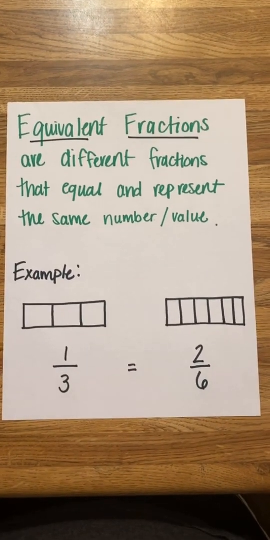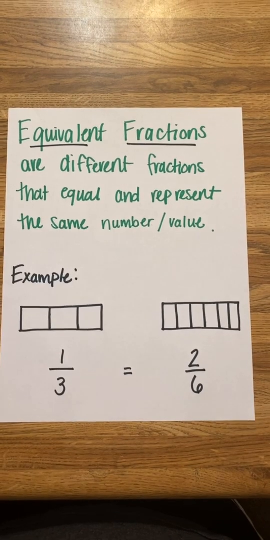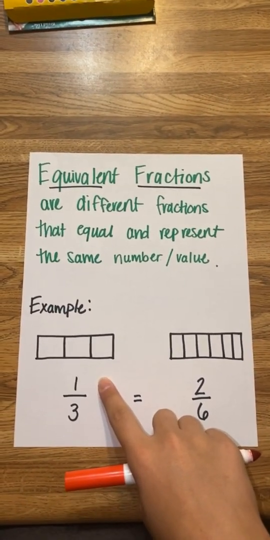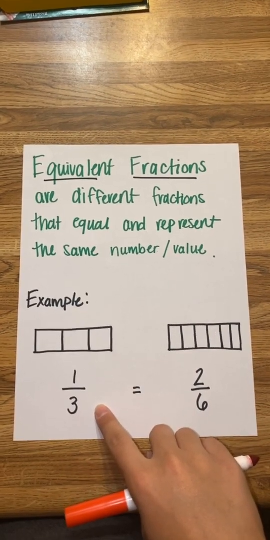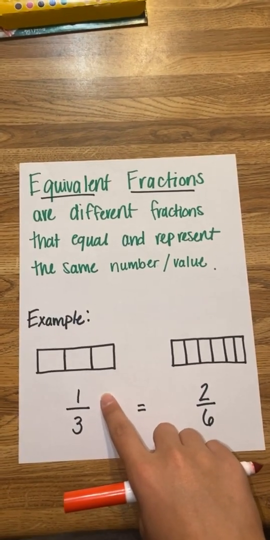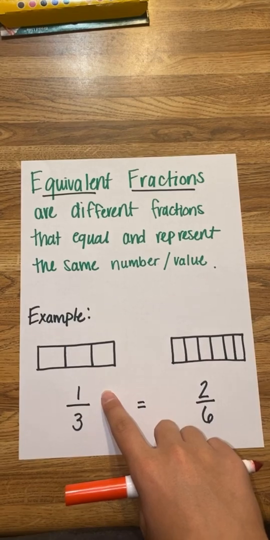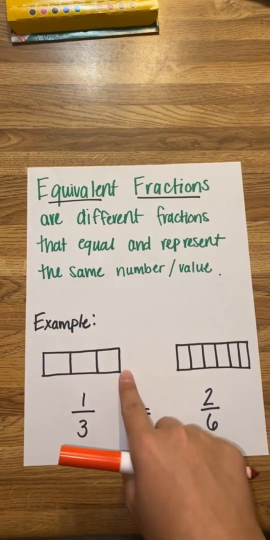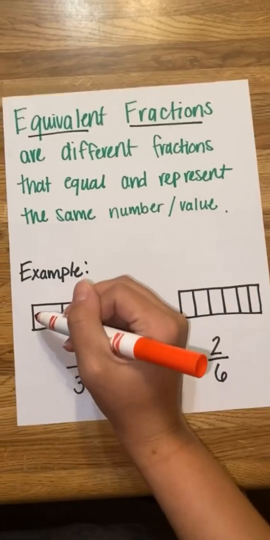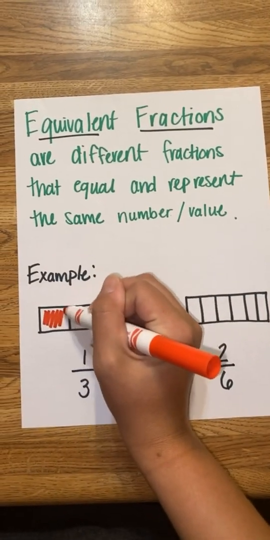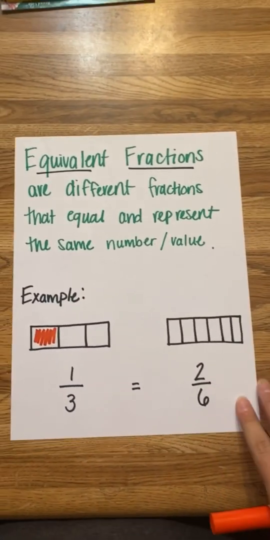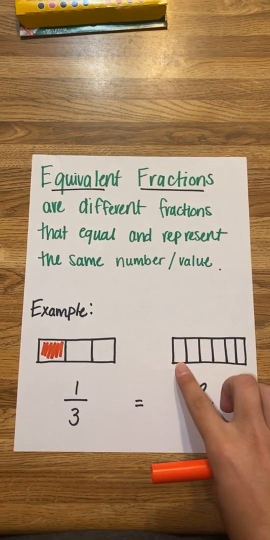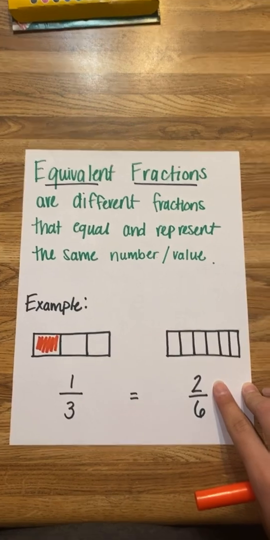So now let's look at the example of 1/3 and 2/6. With our fraction 1/3, the 1 is our numerator and the 3 is our denominator. The 1 is going to represent how many shaded pieces we have, and our 3 represents the total number of pieces, 1, 2, 3, and one piece is shaded. So now with 2/6, we have 6 total pieces, and we have 2 pieces that are shaded.